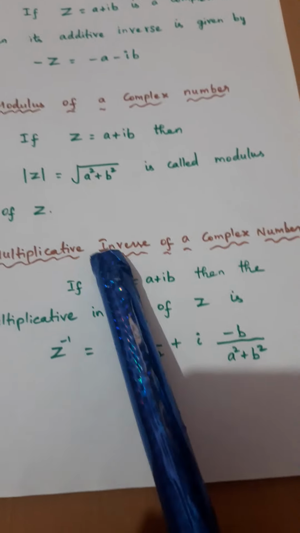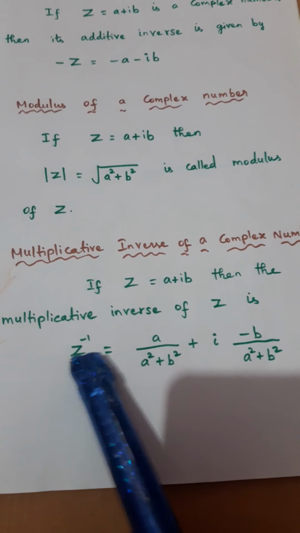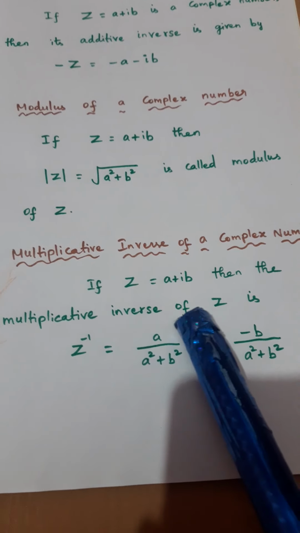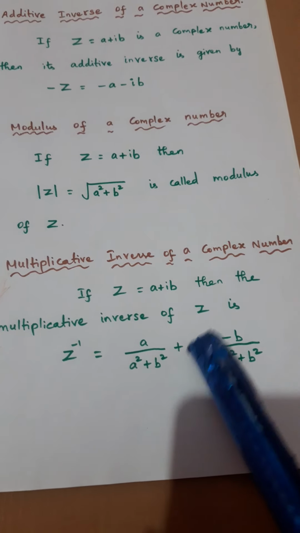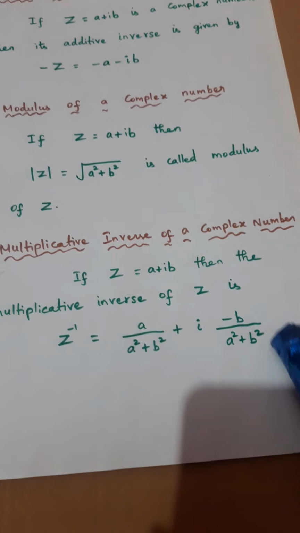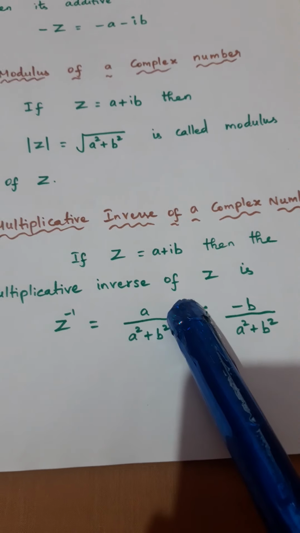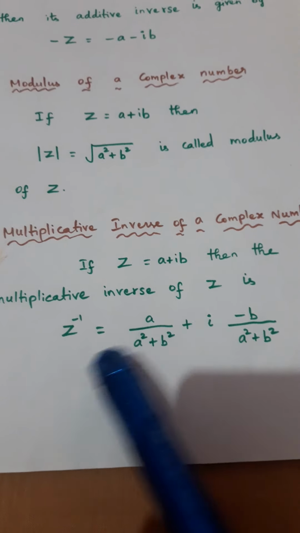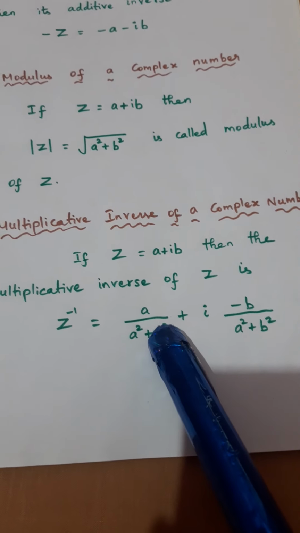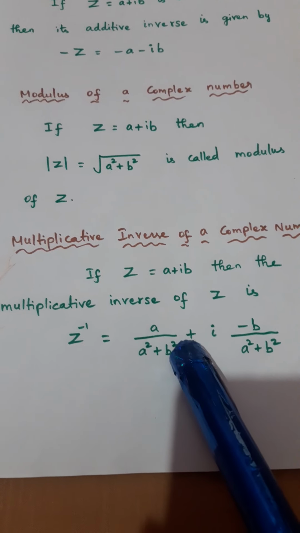Then the multiplicative inverse of a complex number is also given by a formula. Multiplicative inverse, how to write? Z inverse. How to calculate: a by a square plus b square plus i into minus b by a square plus b square. By seeing this denominator, what do you remember? If I put a square root, this becomes modulus, but there is no square root here. Remember, no square root here. This is not actually a modulus. It is the square of the modulus.